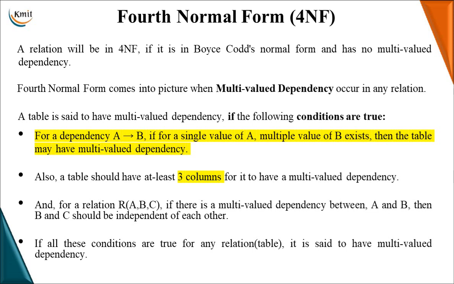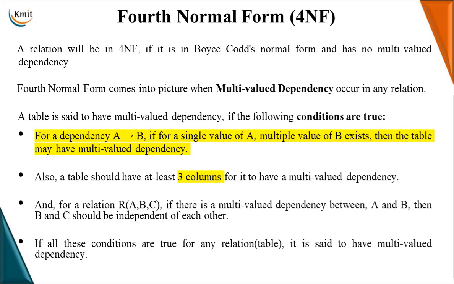So what is this multi-valued dependency? For a dependency A determines B, if for a single value of A, multiple values of B exist, then the table has a multi-valued dependency. But here there is a constraint that in more than one column you will have multiple values. That is, it should have at least 3 columns for it to have a multi-valued dependency, because if you think of one as your primary key, then there should be 2 independent columns which are going to have multiple values, and B and C should be independent.